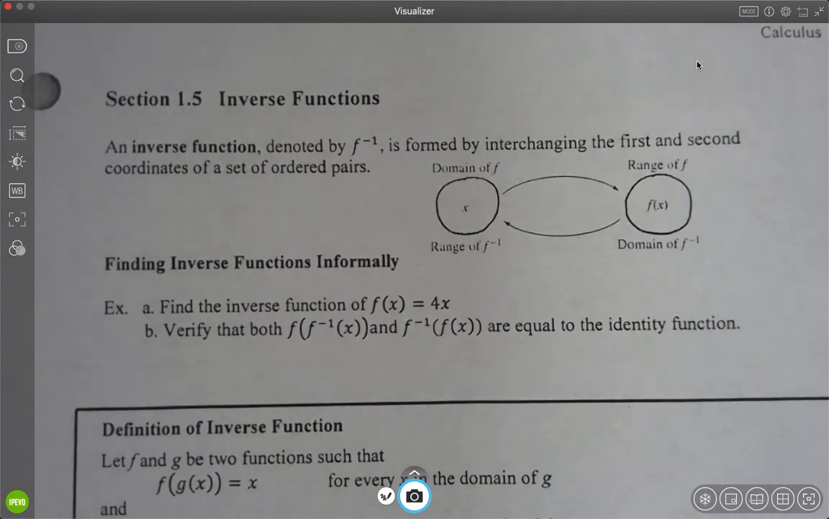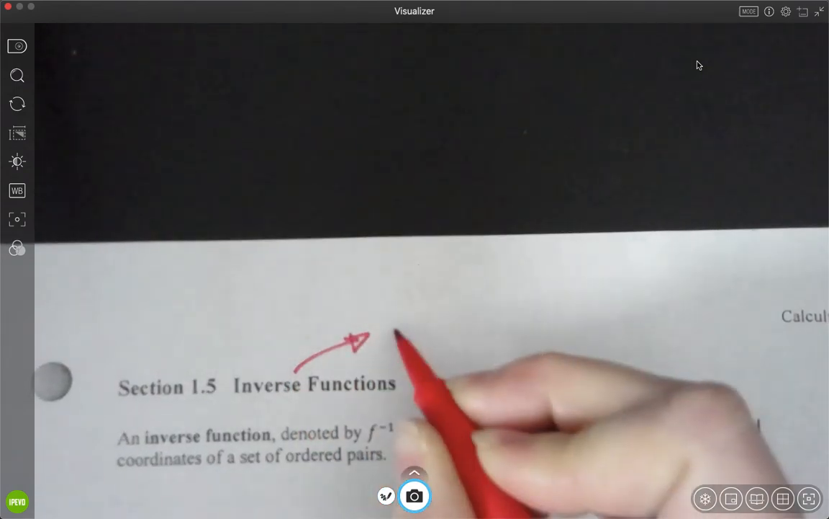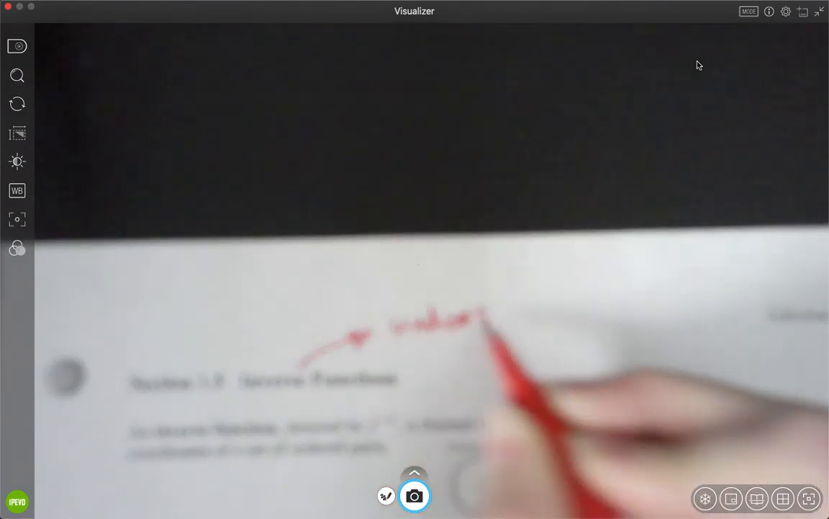Whatever. What? All right. Inverse functions. We are like 2 seconds away from the end of the chapter. 1.5 is inverses. Inverses are functions that undo one another. So, the inverse undoes the original.